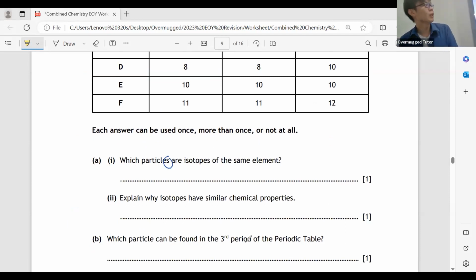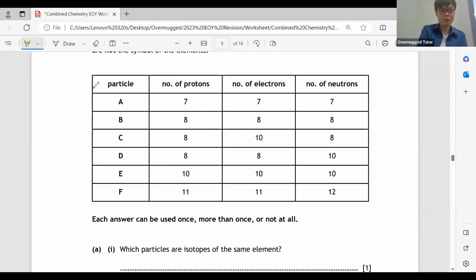You already see an S over here, so there should be 2 or more answers, but usually isotopes is 2 only. Isotopes have the same number of protons, different number of neutrons. So these 3 have the same number of protons, but only these 2 have different number of neutrons. So P and D. Regarding the definition just now, right?